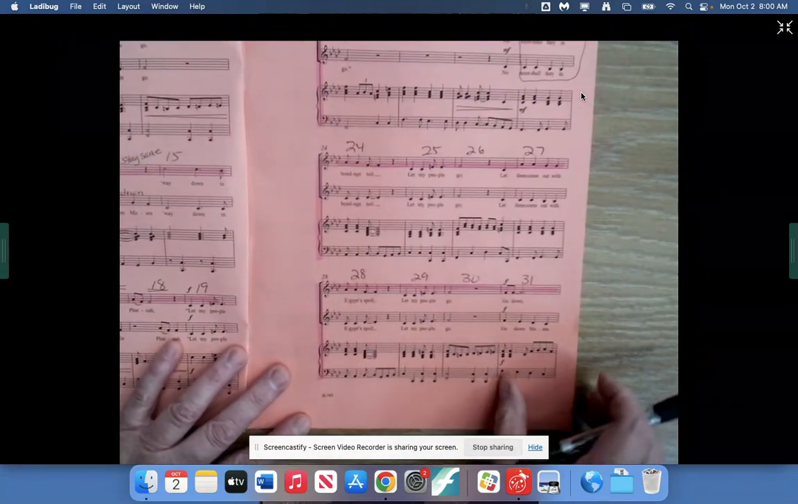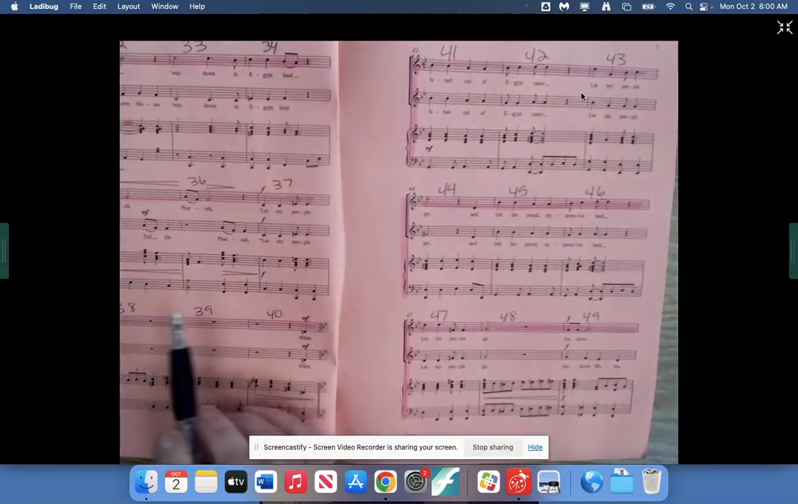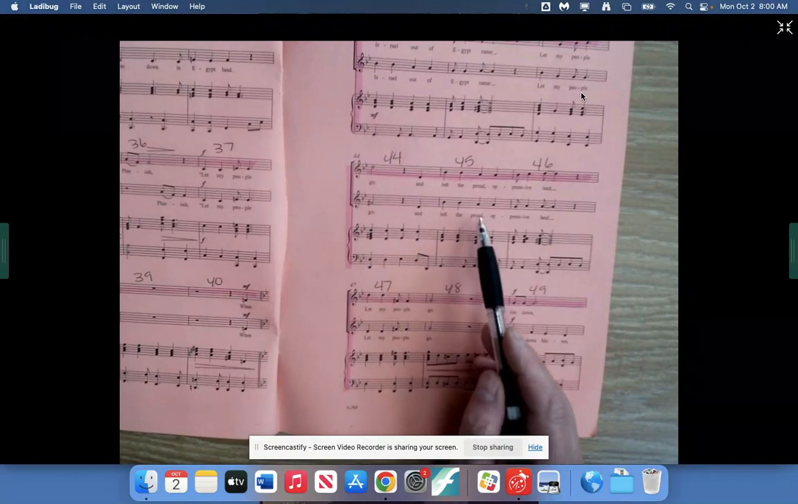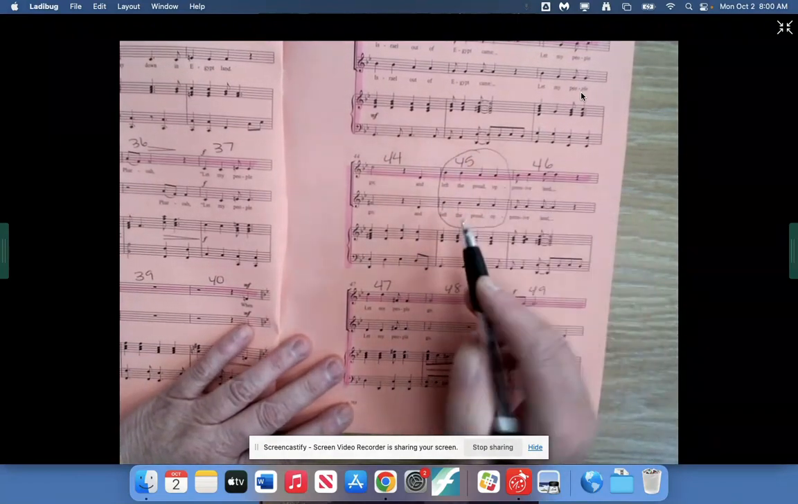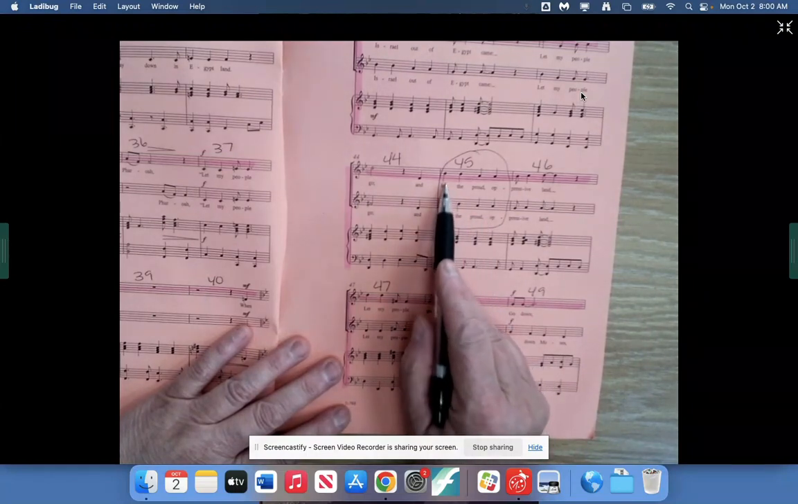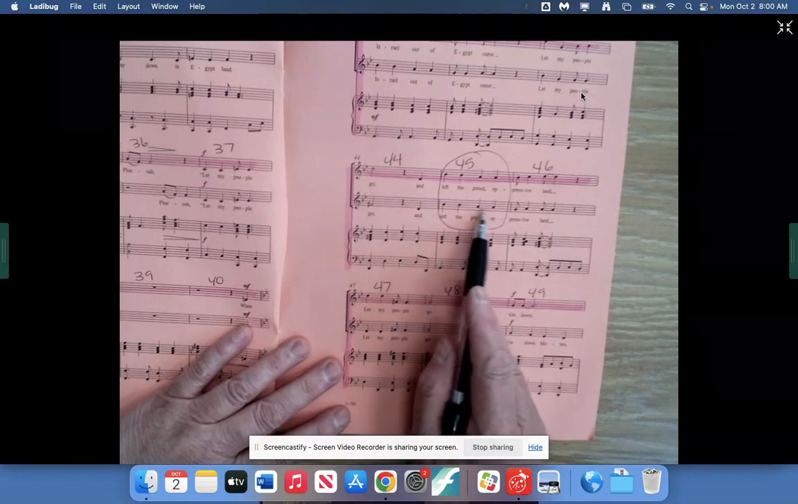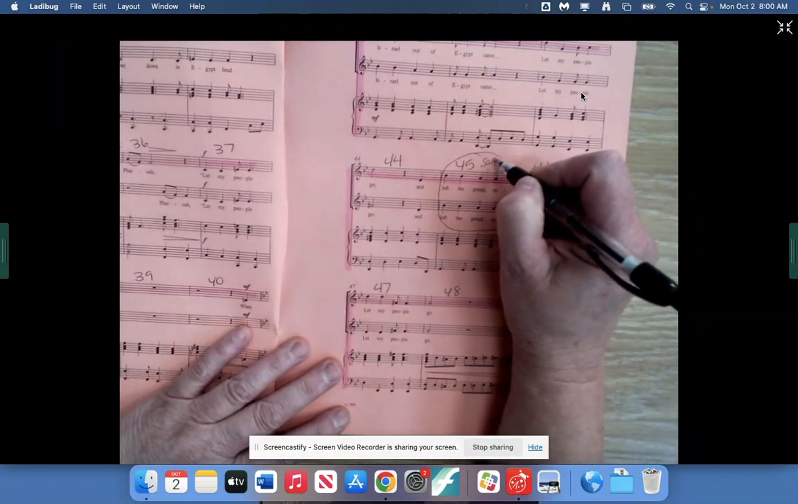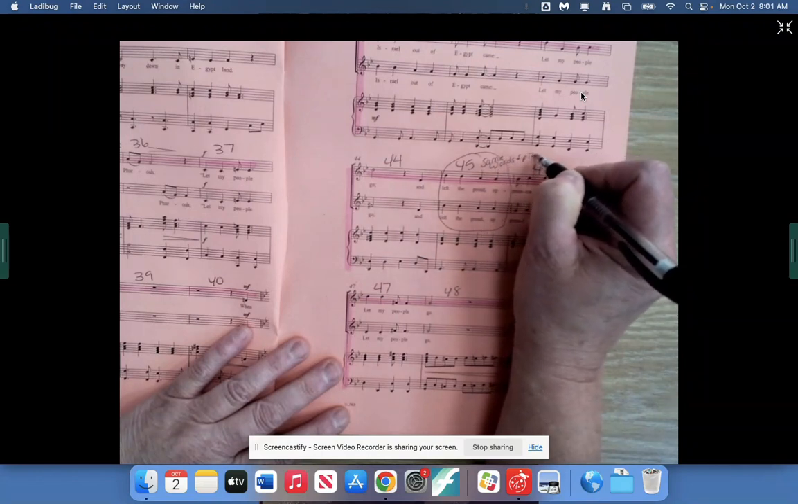All right, let's find one where they're the same now. Where everything is the same. What do you think? Here's one. 45. "Left the proud, left the proud." And all these pitches, 3rd line, 2nd space, 2nd space. That's exactly the same. Same words and pitches.